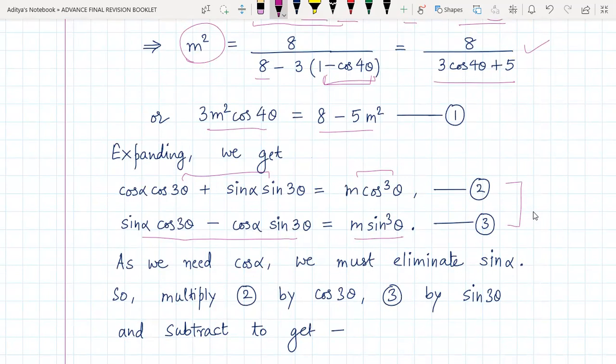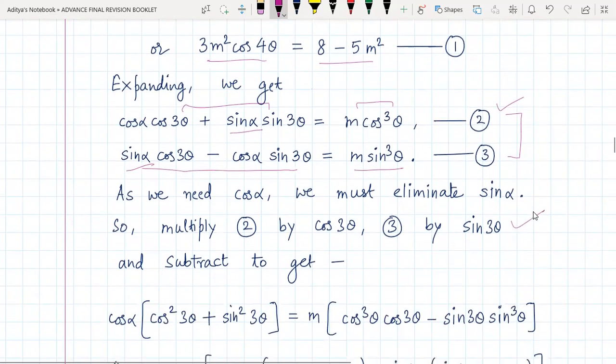So how can we do that? Very easy. Equation number 2 you can multiply by cos 3 theta, and equation number 3 you can multiply by sine 3 theta, and you can subtract very easily. If that is something you find difficult, you can do another thing. You can apply Cramer's rule. If that is something you find difficult, you can also apply the substitution method. Basically, find the sine alpha value from this equation, find the sine alpha value from this equation too, and equate those two values. Then also sine alpha gets eliminated. So it is up to you. But we have followed this method.